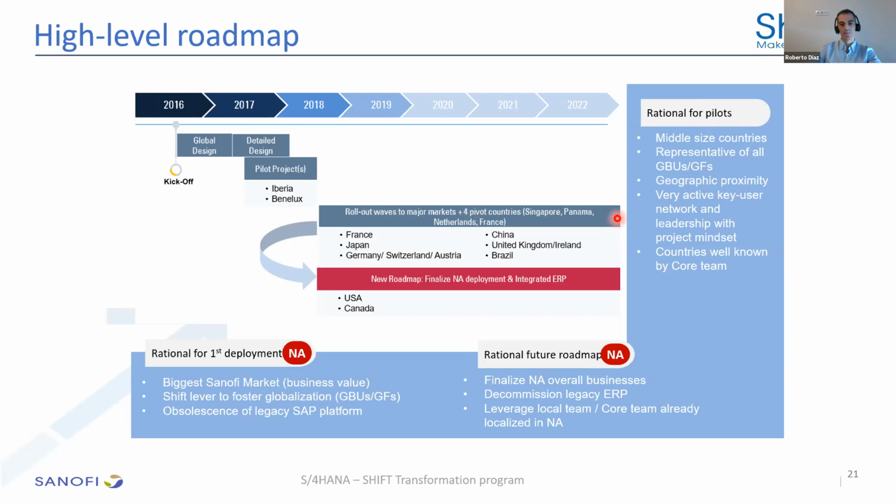And then the new roadmap is to focus on North America only, so US and Canada. This will allow us to decommission the standalone system in the US. And also, it was decided to enhance the SHIFT platform with industrial processes. This is through a program called Integrated ERP, or iShift.